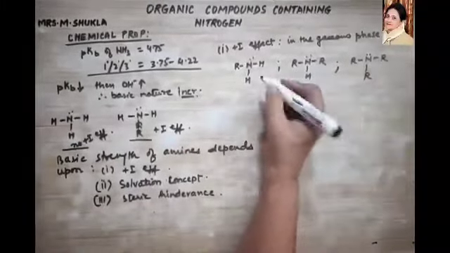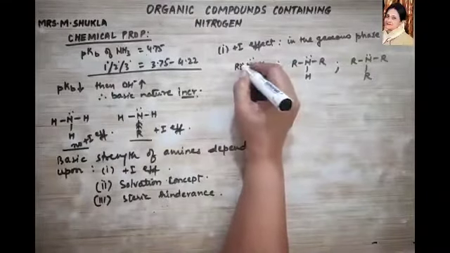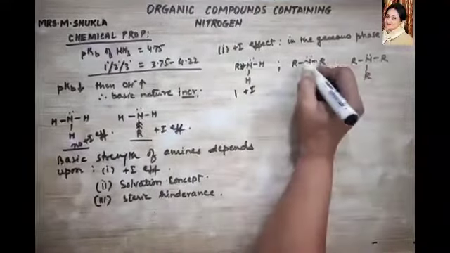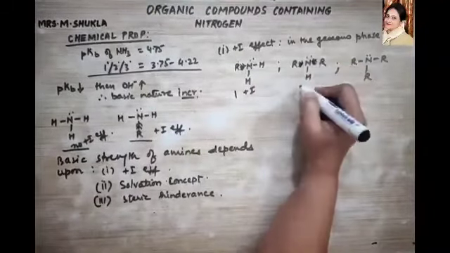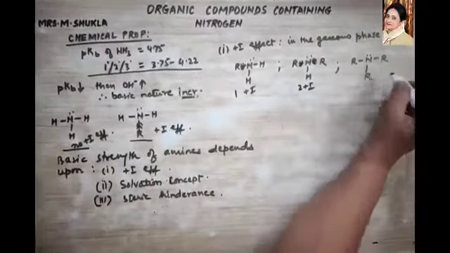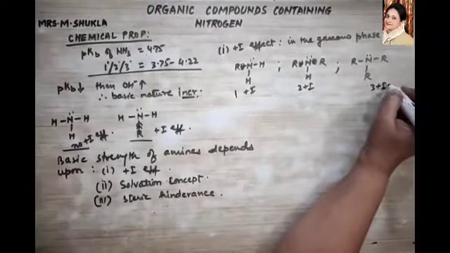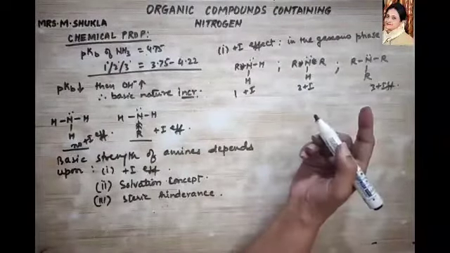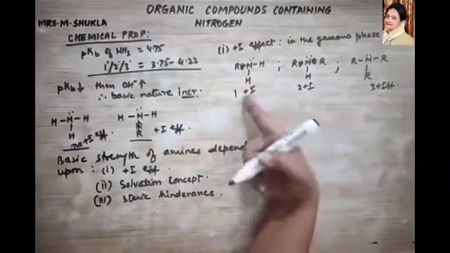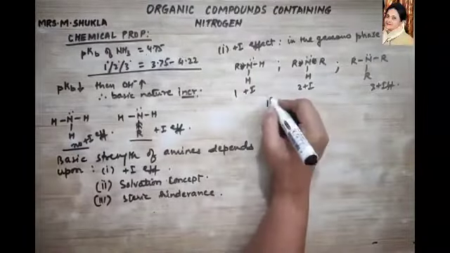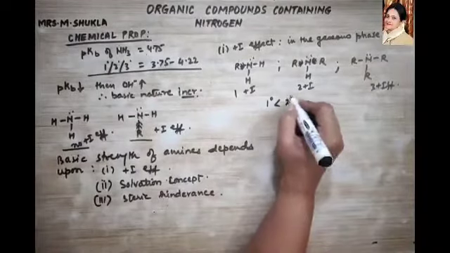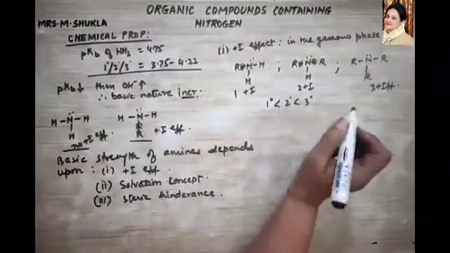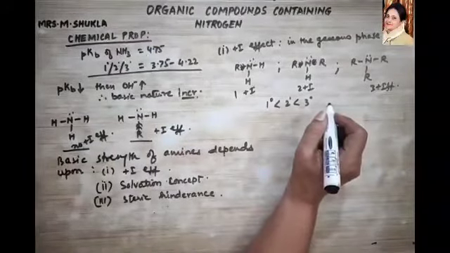Now let's talk about the plus I effect. Over here, if you see, the plus I effect is only one, right? Over here, how many plus I effects? Two plus I effects. Here, three plus I effects. So which one is more basic in nature over here? The tertiary amine is more basic than the primary amine.